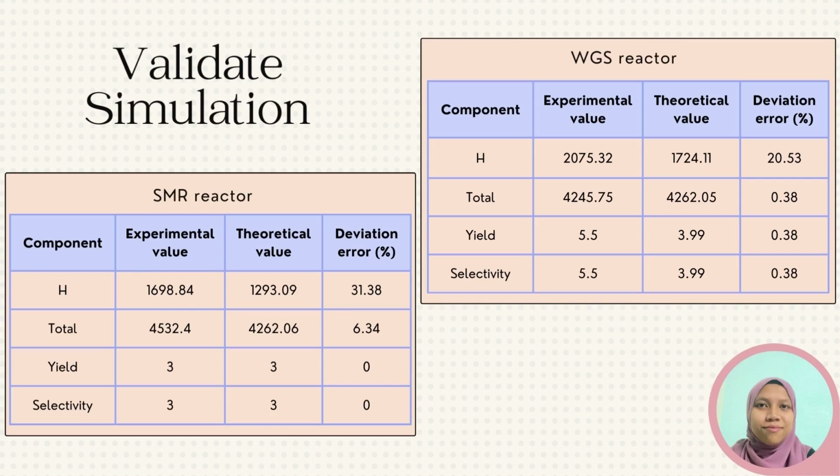Meanwhile, the yield and selectivity show 0 error. In the WGS reactor, the mole flow rate of hydrogen produced shows a deviation error of 20.53%.